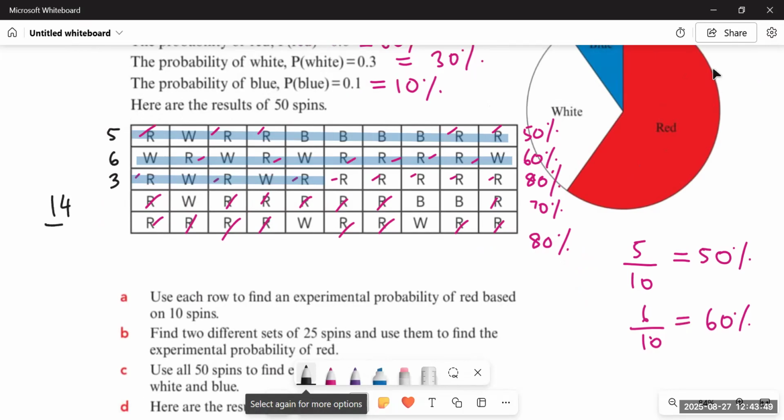So 14 out of 25. The total number of outcomes we have to calculate for is 25 spins now. So for the first 25, we are getting 14 by 25 because there are 14 red spins in the first 25. So the probability would be 14 multiplied by 4 equals 56. So it would be 56%, or 0.56.